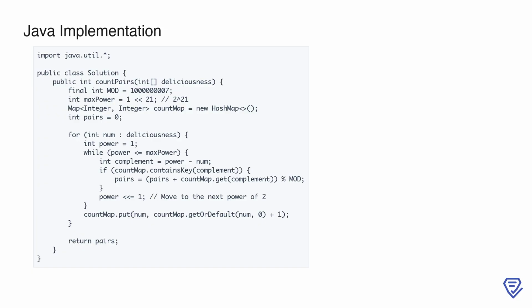The code mirrors the Python logic, using a hash map to store counts of numbers and iterating over powers of 2 up to 2 to the power of 21. Key differences include explicit type declarations in Java, the use of a hash map instead of Python's Counter, and bit shifting for calculating powers of 2. The solution efficiently computes the number of valid pairs with a time complexity of O(n * log(max power)).